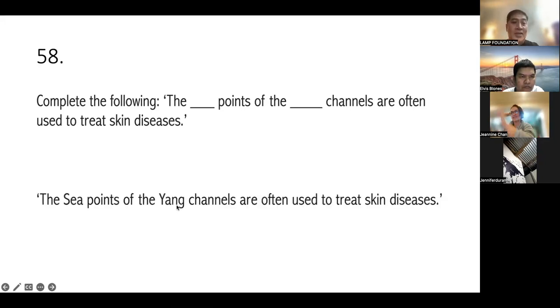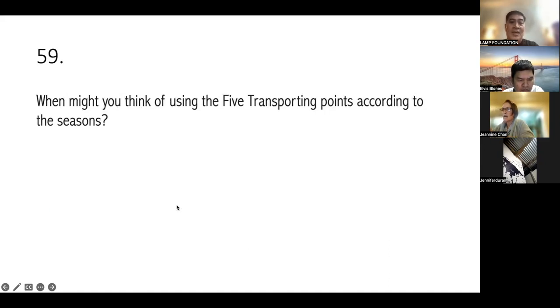The He Sea points of the yang channels are often used to treat skin diseases. Now, nag-iisip ka talaga. Very good. We're proud of you. Sige, tapusin mo na. When are you going to use the 5 Shu points according to seasons? Kung sa bagay, wala yung season natin, wet and dry.